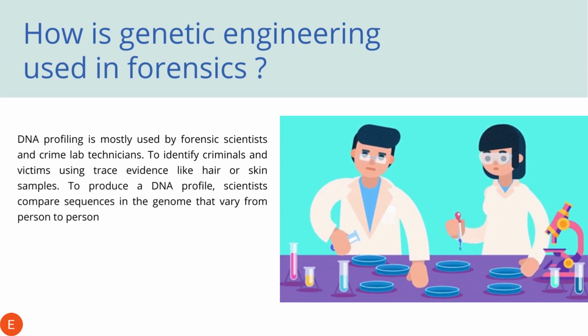Now we'll talk about how genetic engineering is used in forensics. DNA profiling is mostly used by forensic scientists and crime lab technicians to identify criminals and victims using trace evidence like hair or skin samples. To produce a DNA profile, scientists compare sequences in the genome that vary from person to person.